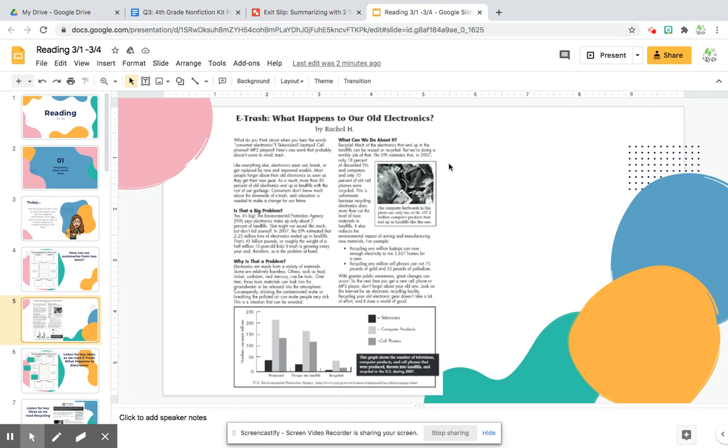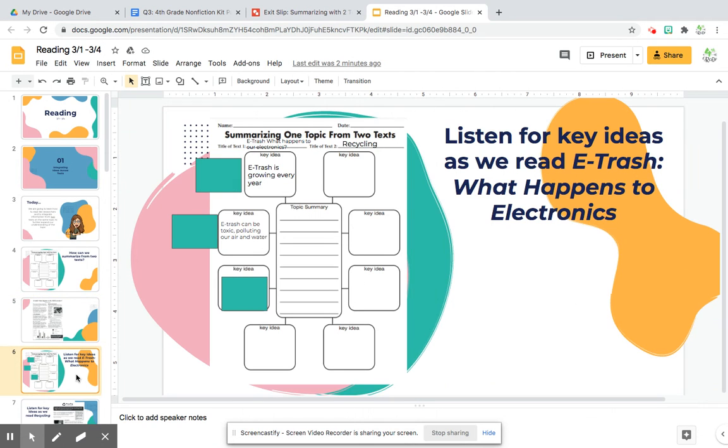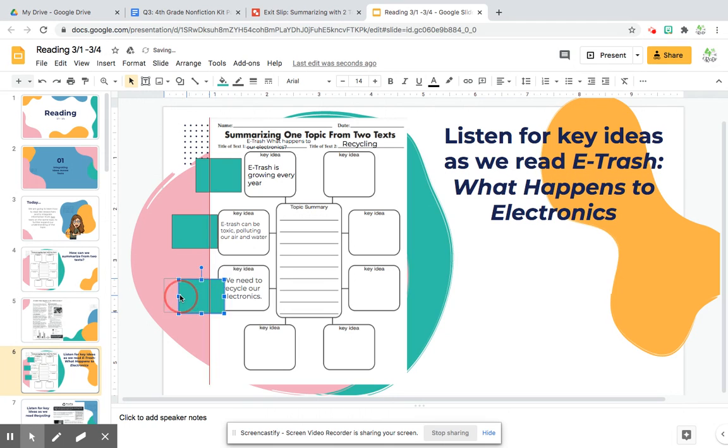Okay, so let's see if we can pull out a good key detail about what we can do. So what is the text telling me here? What can we do to try to solve that problem of the e-trash polluting our air and water? What did it say we need to do? We need to recycle. Easy peasy, right? We need to recycle our electronics.